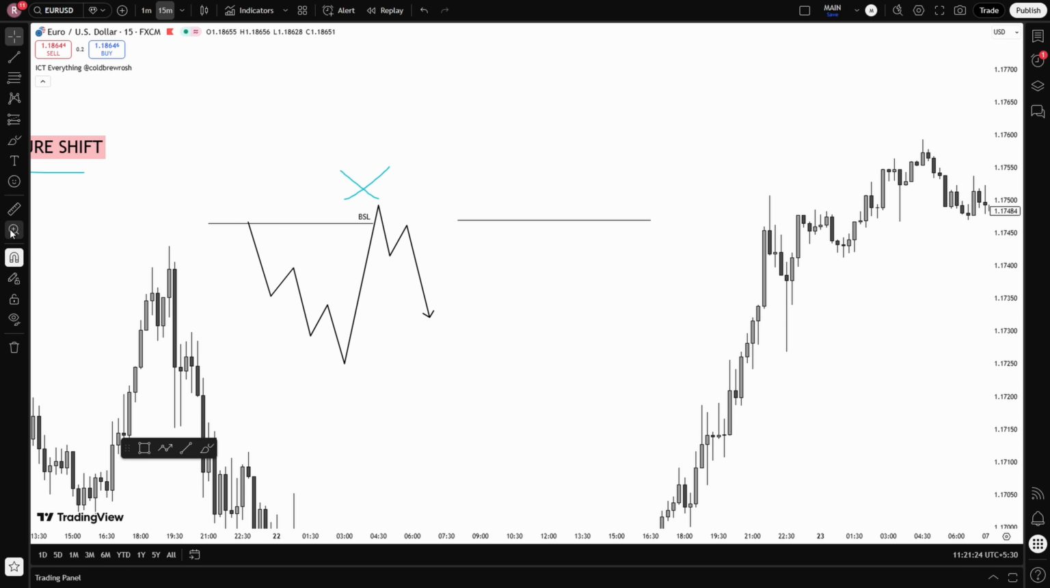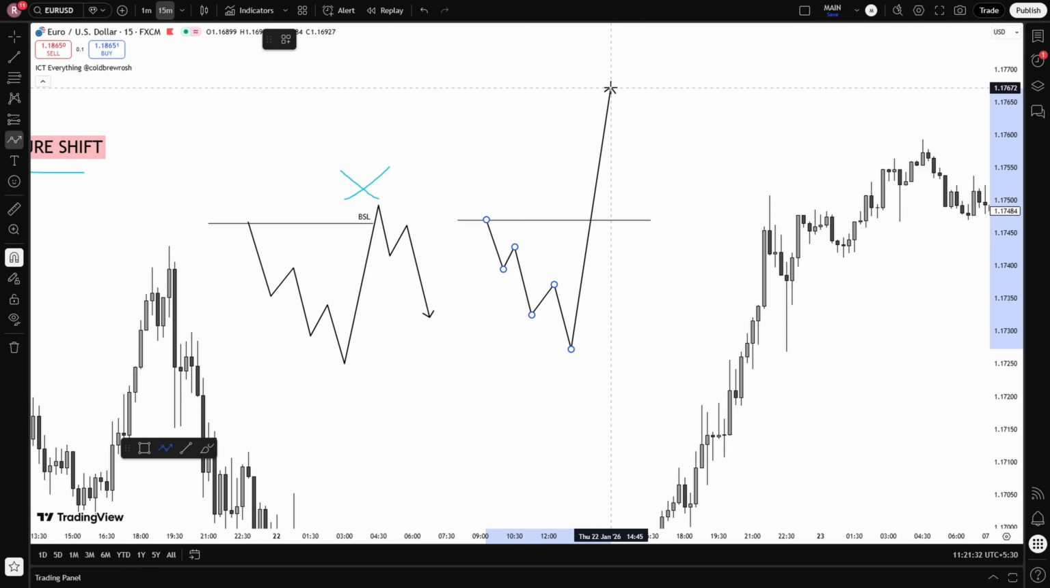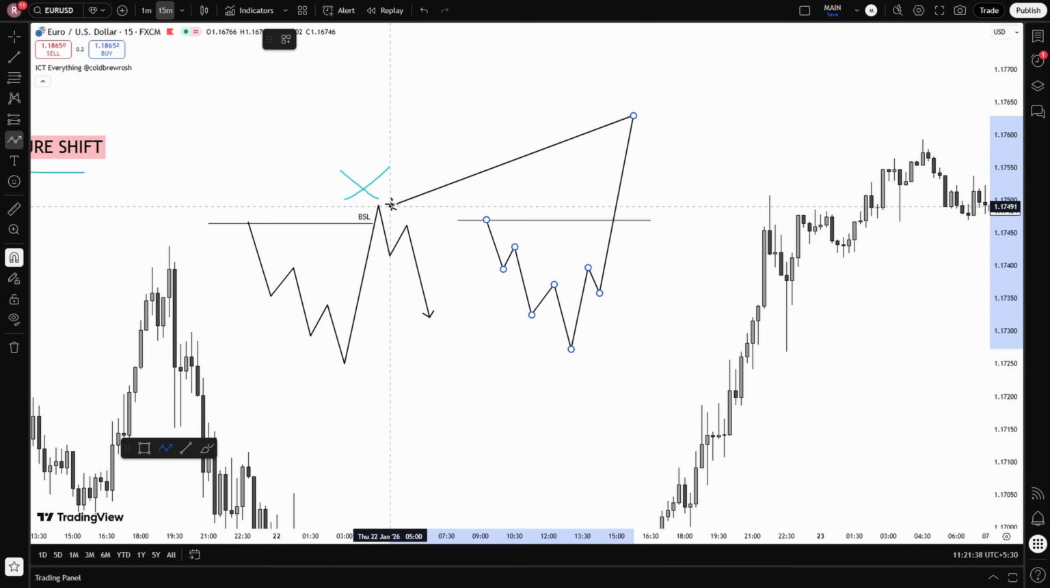Now let's talk about what a real market structure shift looks like. Again, price puts in a high, price pulls back, and then price comes back up and breaks that high with strong displacement. Notice the difference. Price does not just poke above the level and reject. We get a strong move, strong momentum, and a clear push through the level.